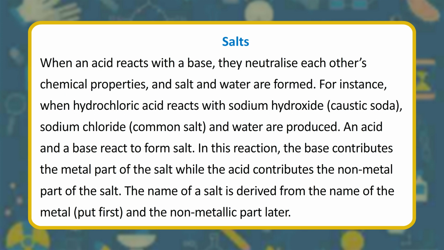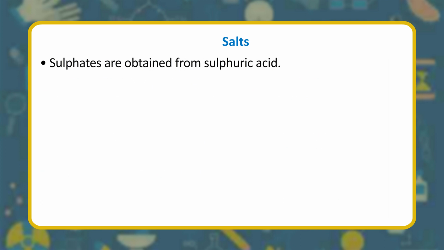Salts. When an acid reacts with a base, they neutralize each other's chemical properties, and salt and water are formed. For instance, when hydrochloric acid reacts with sodium hydroxide, caustic soda, sodium chloride, common salt, and water are produced. An acid and a base react to form salt. In this reaction, the base contributes the metal part of the salt while the acid contributes the non-metal part of the salt. The name of a salt is derived from the name of the metal, put first, and the non-metallic part later. Sulfates are obtained from sulfuric acid.